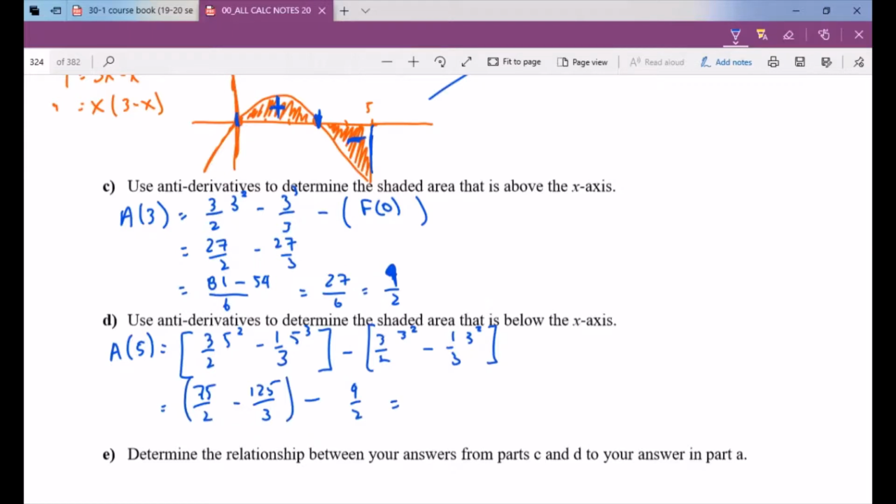This all ends up being equal to 225 minus 250 over 6 minus, let's call it, 27 over 6. This ends up being negative 52 over 6, or negative 26 over 3.